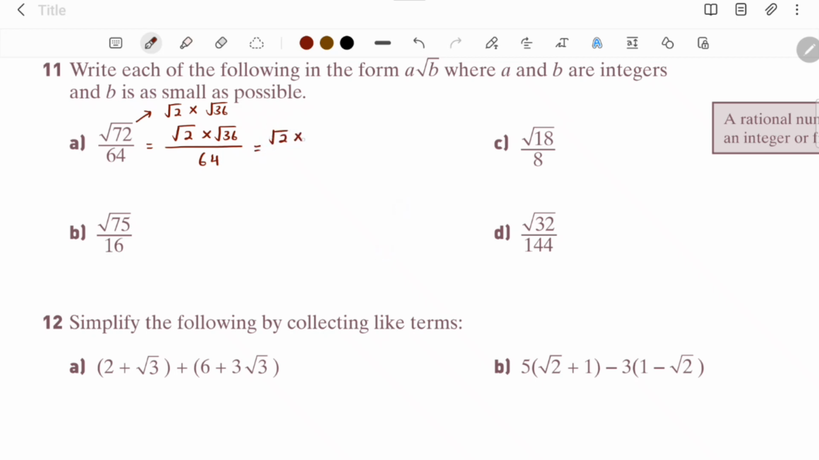But Surd 36 is actually 6 over 64. So 6 Surd 2 over 64. 6 divided by 64, we should get, because both can be divided by 2, so you get 3 here, 32. So your final answer should be 3 Surd 2 over 32. Okay, and then after that, let's try B.